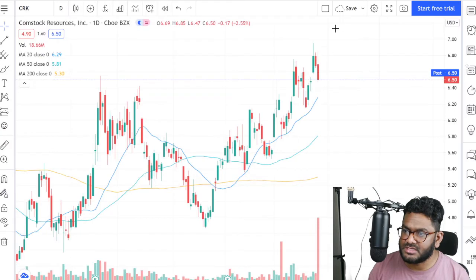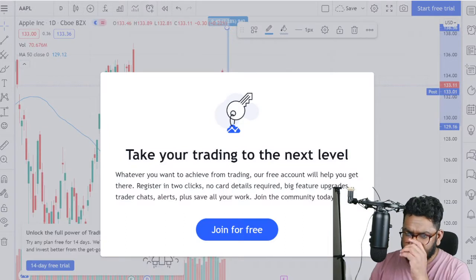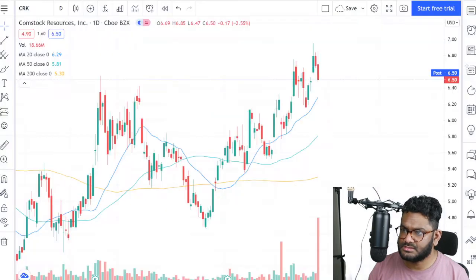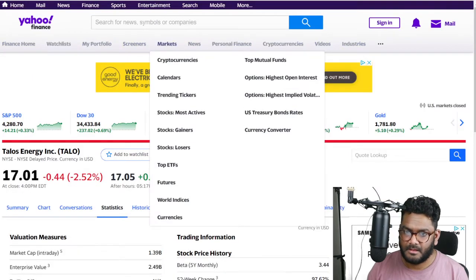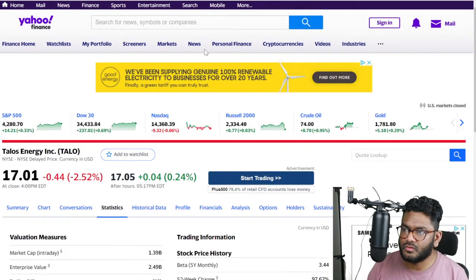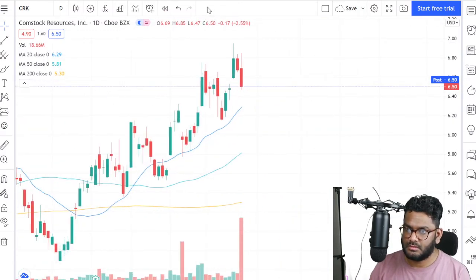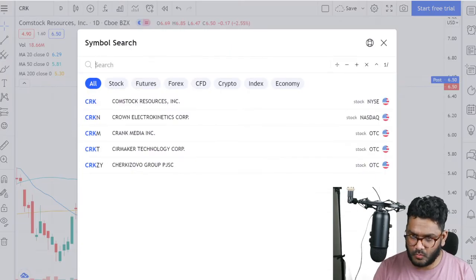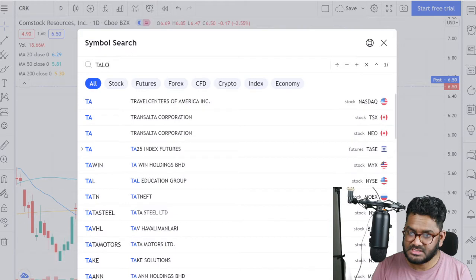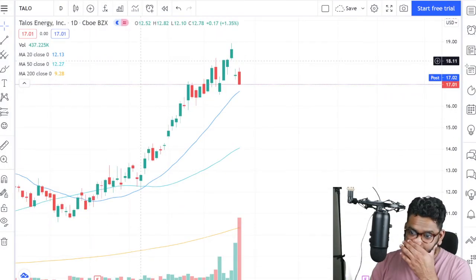This company went all the way up to CRK. No, I'm not looking at the CRK, right? I'm looking at, what is the company name? See, I don't even know the company name. TALO. We are checking TALO. Fine. TALO.